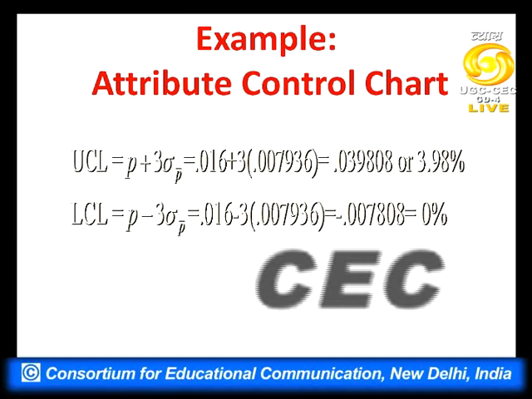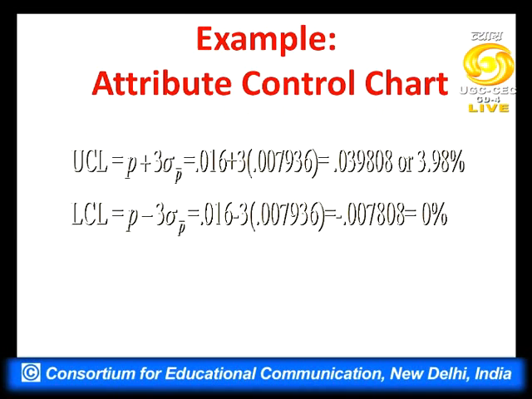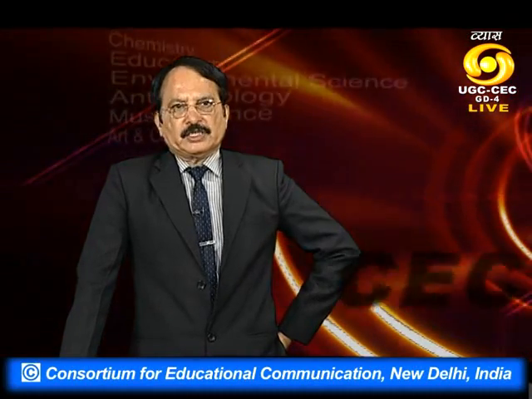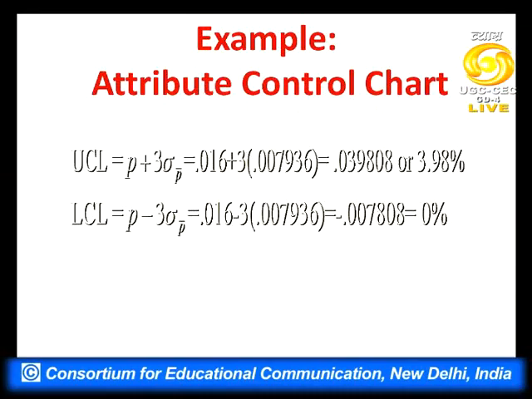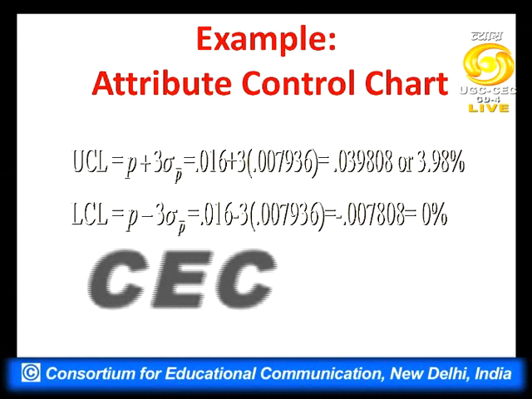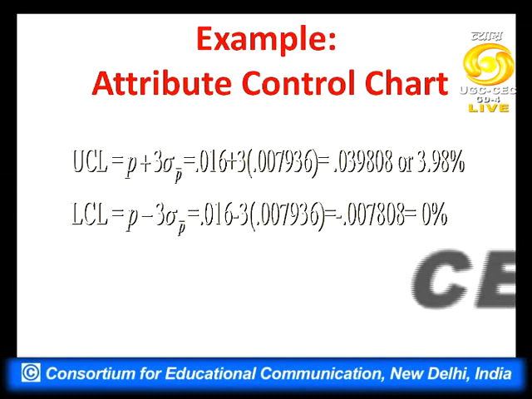In our case, as the process is running with 1.6% defective, we get 0.016 plus 3 into 0.007936, which is equal to 0.039808, or finally 3.98%. Similarly, the lower control limit comes out to be 0%. So, our lower control limit is 0% and upper control limit is 3.98%.